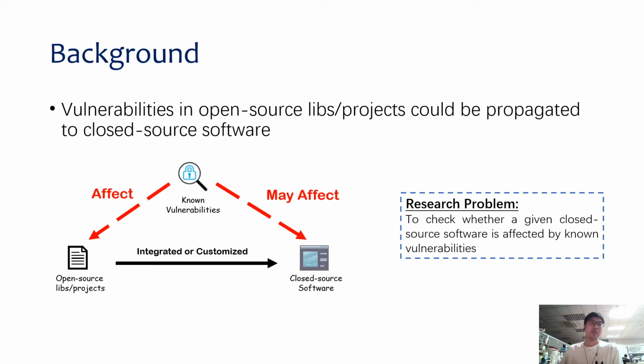As we know, undead vulnerabilities are easier to be exploited by attackers since they could even directly get POCs or exploits. The attack cost of undead vulnerabilities is significantly less than that of 0-day or 1-day vulnerabilities. So in this work, we want to defend against undead vulnerabilities, or in other words, the research problem is how to check whether a closed source software is affected by known vulnerabilities.